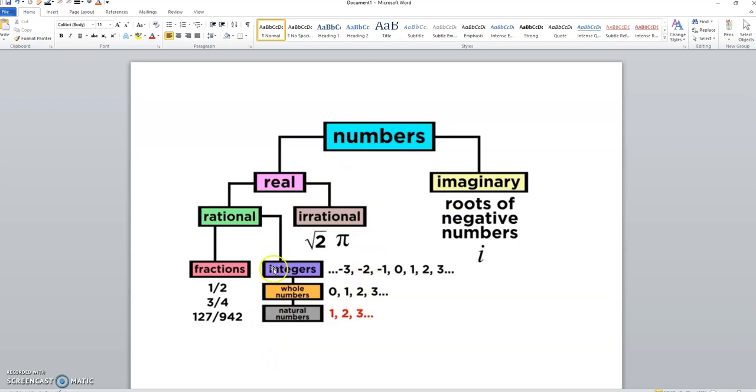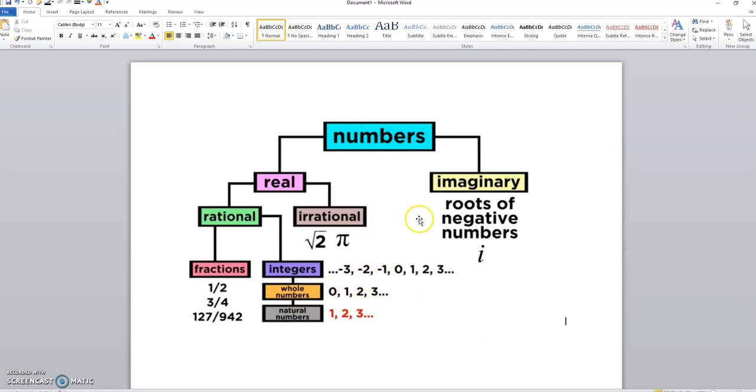Under real numbers, you have rational and irrational. Examples of irrational numbers are pi and the square root of 2. Rational numbers are integers and fractions. Under integers are whole numbers. So integers are signed whole numbers, but whole numbers start with 0 and are all positive. Under whole numbers, there are natural numbers, which are the counting numbers.